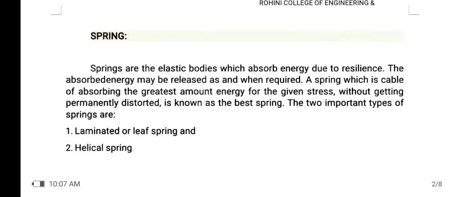The springs are elastic bodies which absorb energy due to resilience. The absorbed energy may be released as and when required. A spring which is capable of absorbing the greatest amount of energy for the given stress without getting permanently distorted is known as the best spring. The two important types of springs are laminated or leaf spring and helical spring.